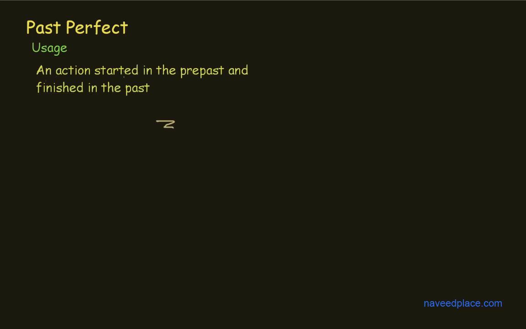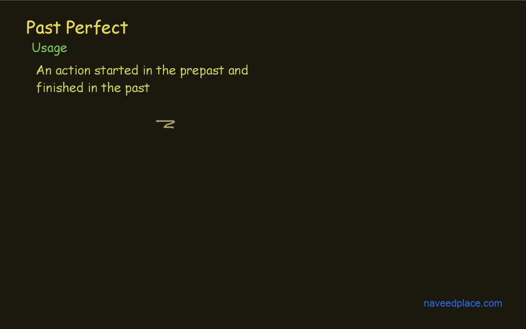So what is past perfect? In order to learn past perfect, we need to see the usage of past perfect. So let's see the usage. The usage is: an action started in the pre-past and finished in the past. This is the usage of past perfect.